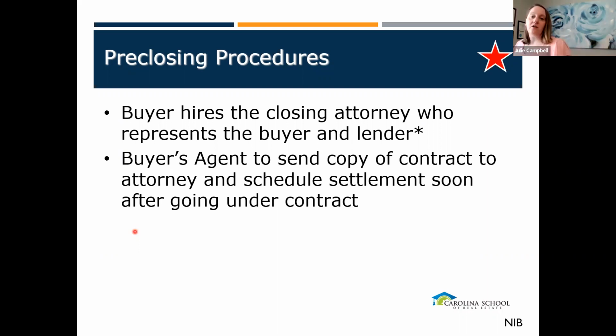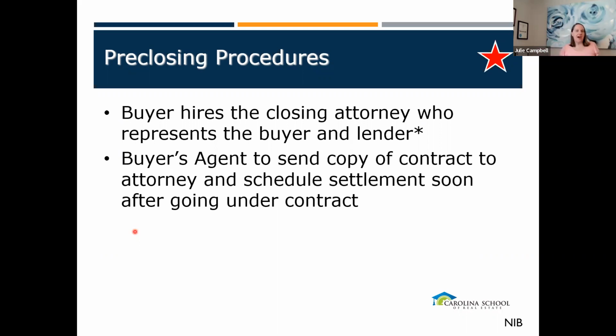Buyer's agents, we go under contract. We get that thing negotiated and agreed, and we go under contract. Mini celebration. Once your buyer client has a copy of the contract, the next thing you're going to do, buyer's agents, is send that contract to the lender. The lending process is, without a doubt, the longest part of the contract to closing process. So get it to the lender.